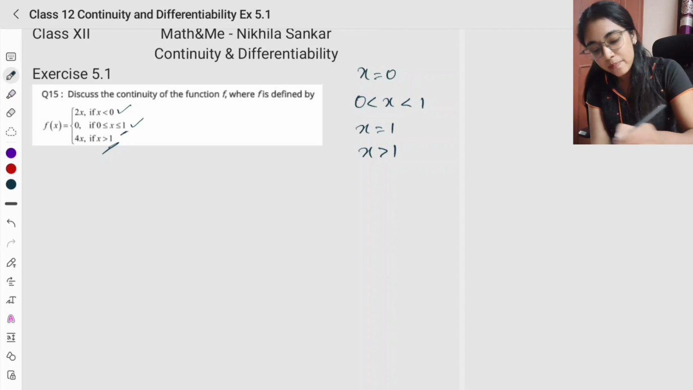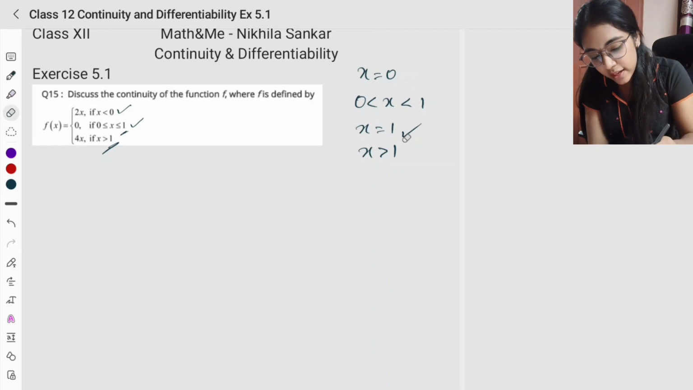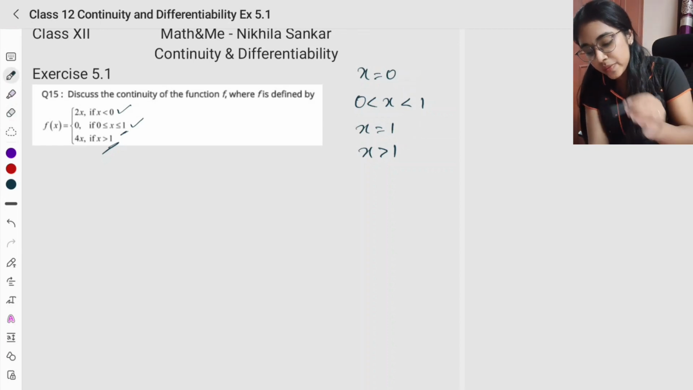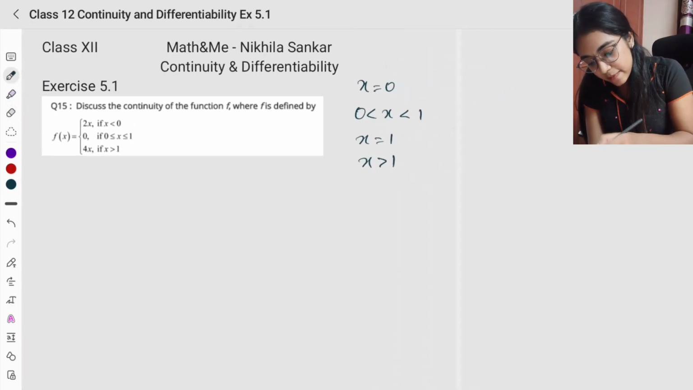Why am I taking x equal to 0 and x is equal to 1? And I see that I have both left hand limit and the right hand limit. No single value. Correct? So I'll remove this tick for now. Once I solve every case, I'll erase it. Okay. Now, I have first case, case 1.